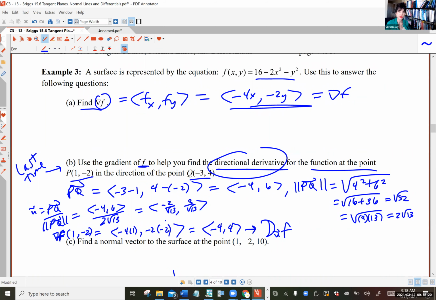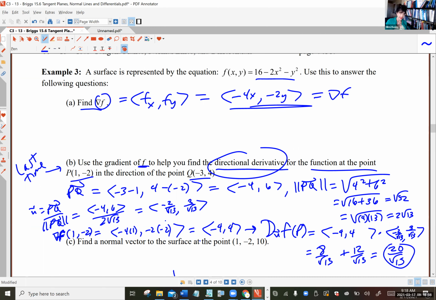The notation is big D subscript u, that's in the direction of the unit vector, of f evaluated at the point P. You're going to take the dot product between my gradient and my unit vector. And I'm going to get a weird number. I get 8 over square root of 13 plus 12 over square root of 13, which is 20 over square root of 13. That's a weird number. And we're done with letter B. That is the directional derivative.